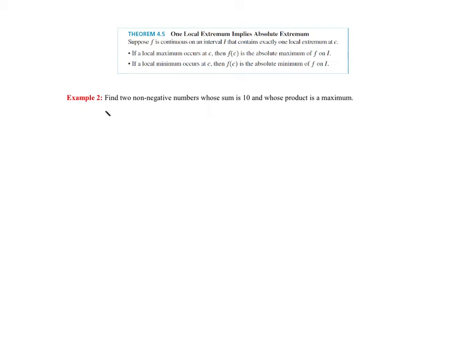Okay, so let's take two values, x and y, and add them to equal 10. Okay, so the product of x and y, well, let's see here, would be x times y, clearly. But let's put the product in terms of simply x. Okay, so if x plus y equals 10, then x equals 10 minus y, as well as y equals 10 minus x. Now, if I want to put my product in terms of x, I'm going to substitute 10 minus x in for y.